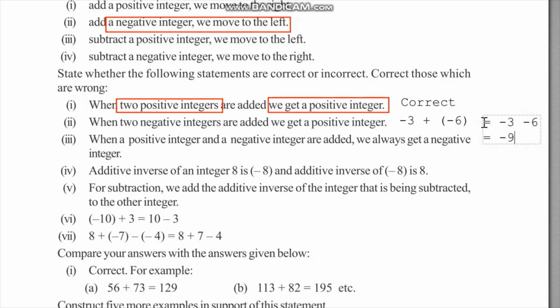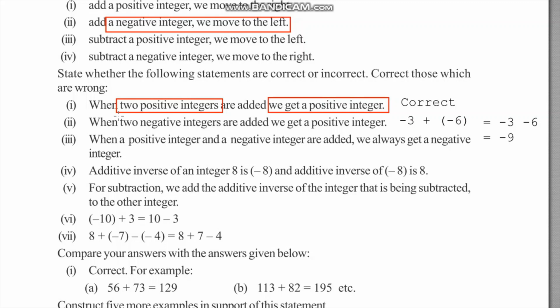And -9 is not a positive integer. So this is an example of where we prove a sentence to be incorrect by example. We have an example where the statement is not correct, so we can say this statement is not correct. However, what is the corrected form of this statement?